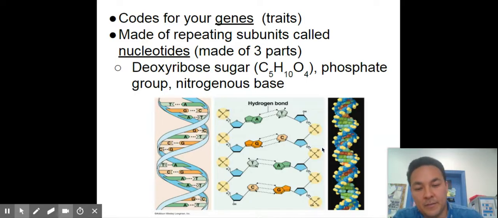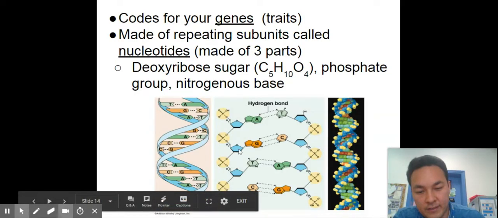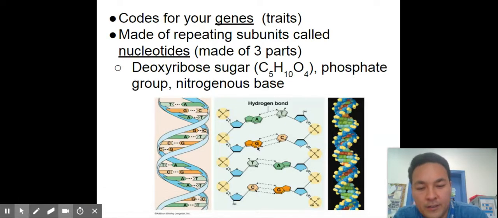So a nucleotide would be a sugar. This is the deoxyribose sugar, the phosphate's on the backbone, and the nitrogenous base. It could be either an A, T, G, or C. A and G's are called purines, and T's and C's are called pyrimidines. All right, a purine and a pyrimidine always have to match up.